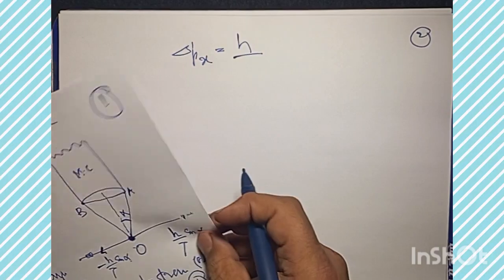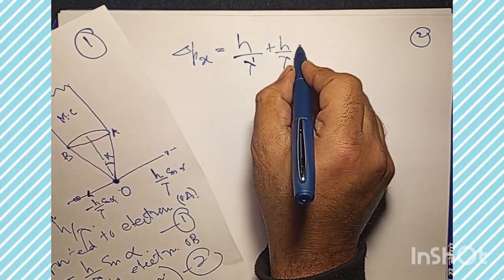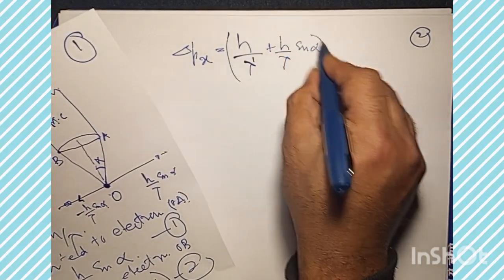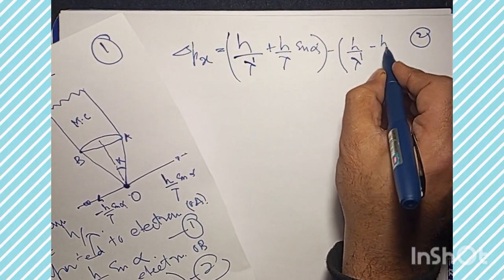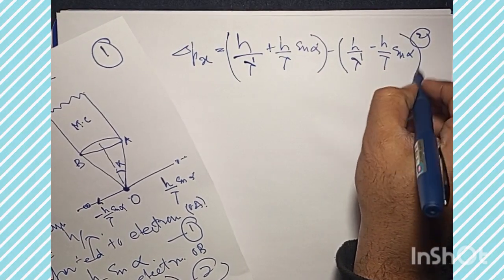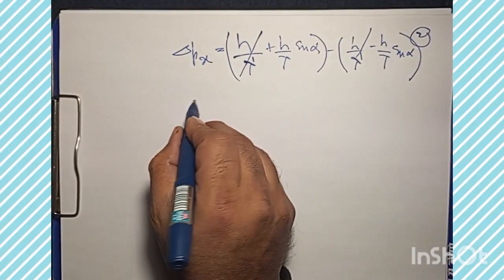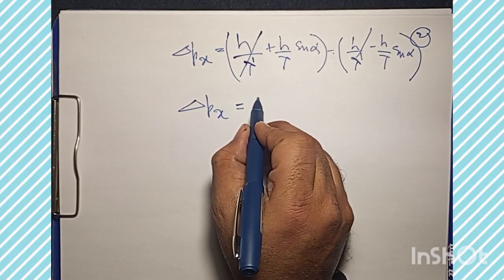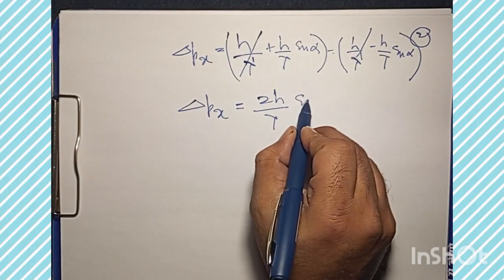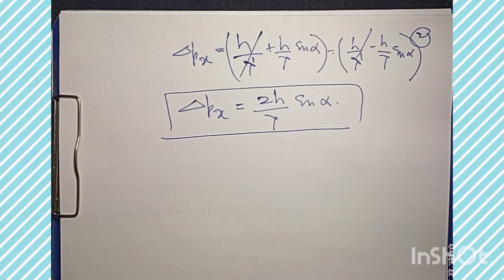h by lambda dash, then plus h by lambda sine alpha, right? Then minus h by lambda dash minus h by lambda sine of alpha. Clear? So we are going to have the cancellation between these two. So I will have the uncertainty in the measurement of momentum equal to this; minus minus will make it plus. So this will be 2h by lambda sine alpha. This will give me the uncertainty in the measurement of the momentum of this electron along the x-axis.